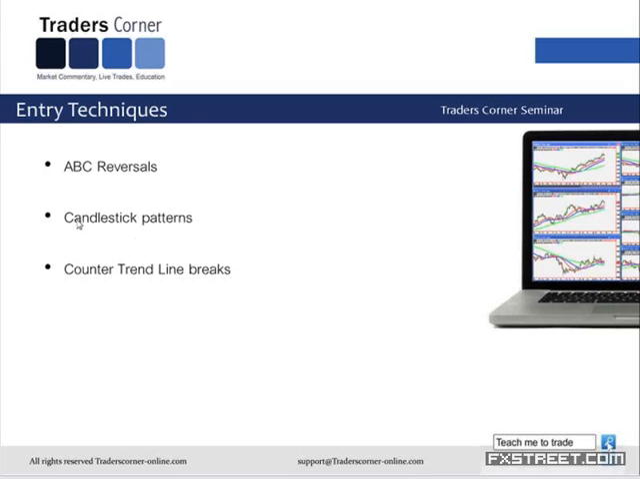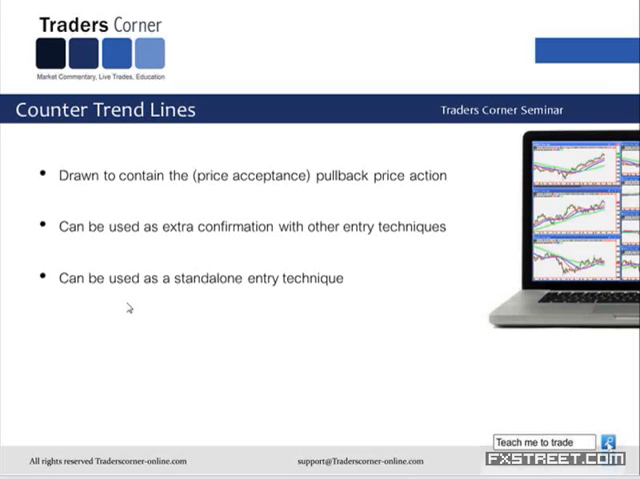So ABC reversals, candlesticks, and counter trend lines. We're starting with the counter trend line break. Now, all of our trading pretty much used to be based on this. We'd look at candlestick reversals and ABC reversals, but we always had the counter trend line break in there in one way or another.